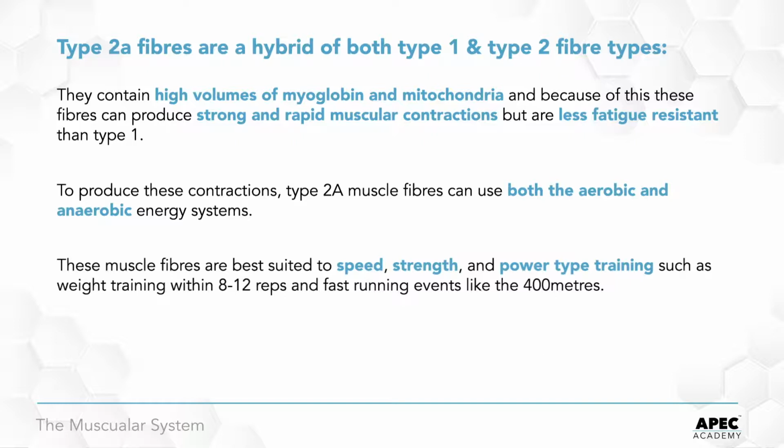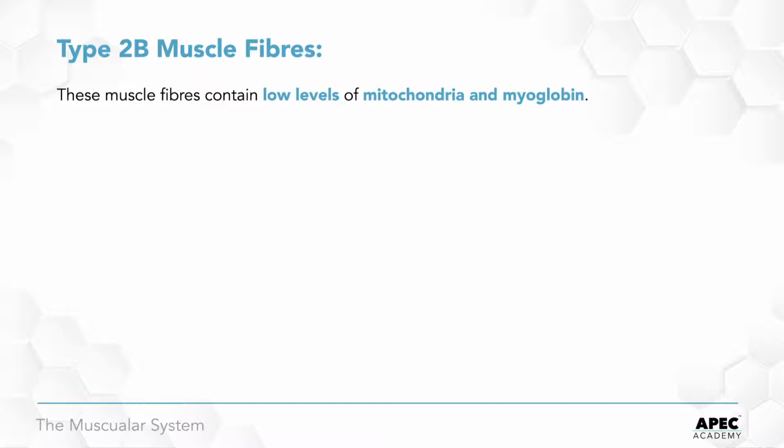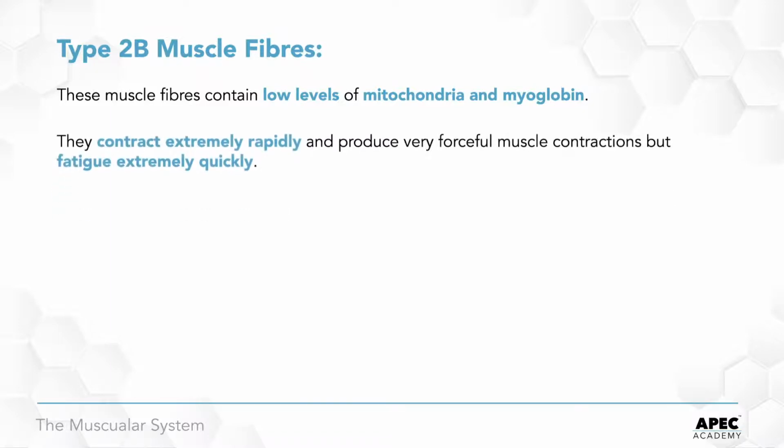These muscle fibers are best suited to speed, strength, and power type training, such as weight training within 8 to 12 reps and fast running events like 400 meters. Finally, we have type 2B muscle fibers. These muscle fibers contain low levels of mitochondria and myoglobin. They contract extremely rapidly and produce very forceful muscle contractions, but fatigue extremely quickly.